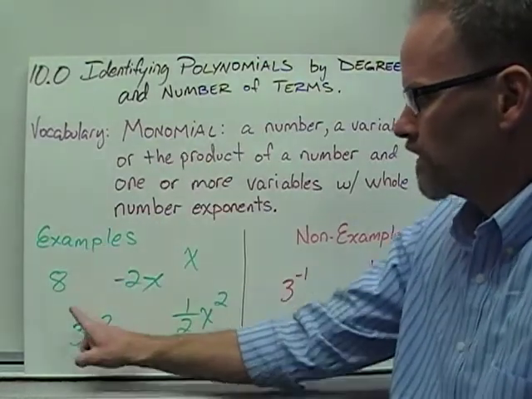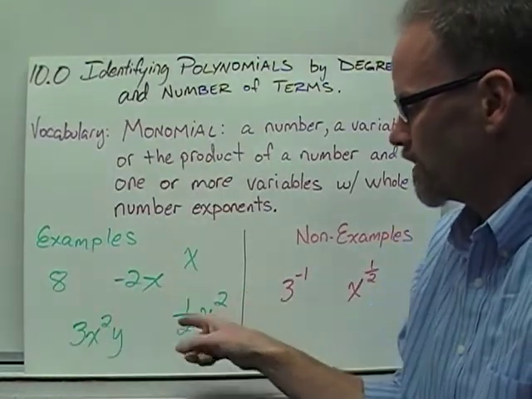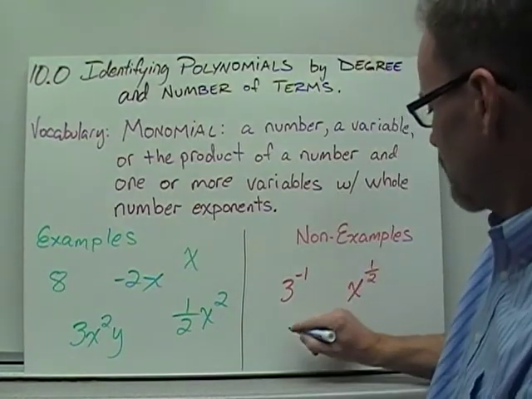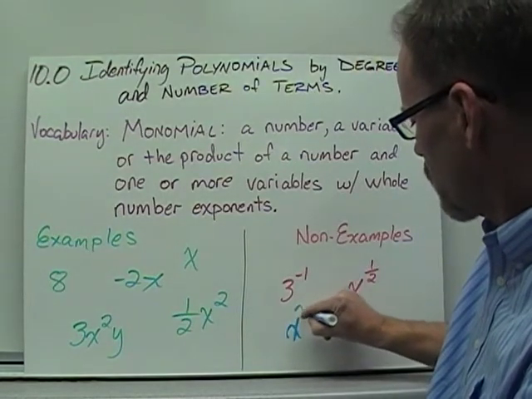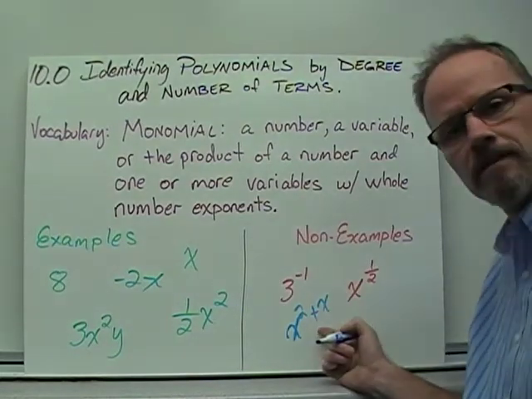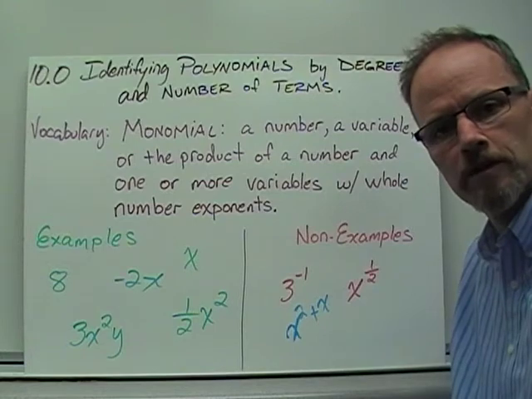But a monomial, these are all one terms, meaning I am not, for instance, doing x squared plus x. As soon as I have that addition right there, then I don't have a monomial anymore.